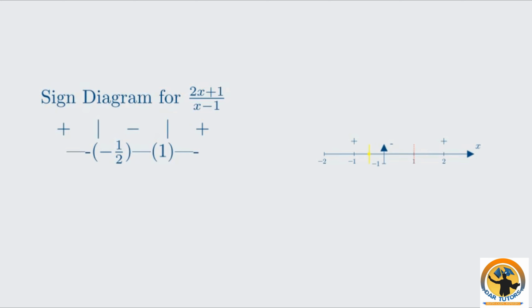This matches the sketch we made earlier, where the graph was above the x-axis in the positive regions and below in the negative region. Now we transition to our second main topic, composite functions. This is a powerful concept where the output of one function becomes the input of another.